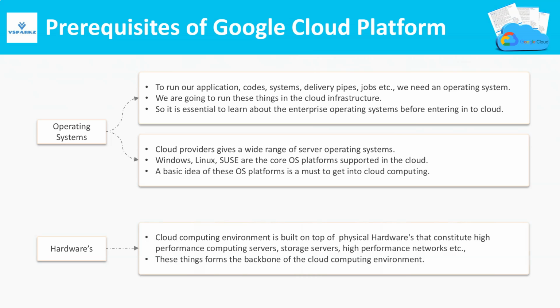Next is hardware. Actually, our cloud computing environments are built on top of the physical hardware or machines that constitute high performance computing servers, storage servers, high performance networks, etc. These things form the backbone of the cloud computing environment. So we should know the basics of CPU, memory, hard disks, networks, etc. We should know all these entities that constitute physical infrastructure.